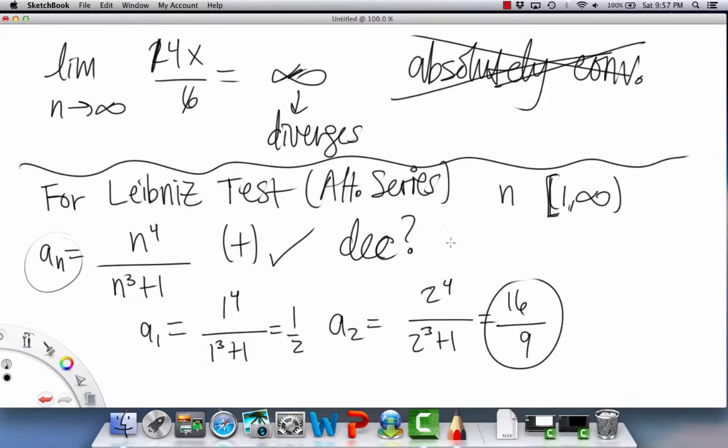Because decreasing means that your a sub n plus 1 is less than the previous one. That means that the next term is always going to be smaller than the term that you're on right now. So that's not less than that. This is 16 over 9, which is greater than 1 over 2. So basically, it doesn't fulfill the conditions for the Leibniz test, which means that this diverges. But I'll continue on the next slide to explain a little bit further.